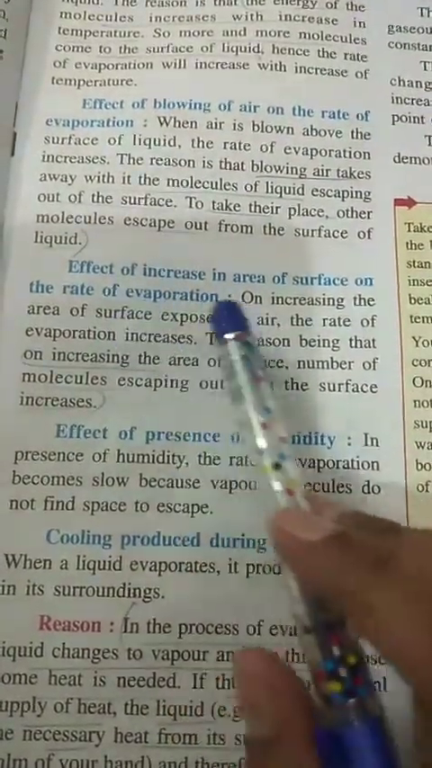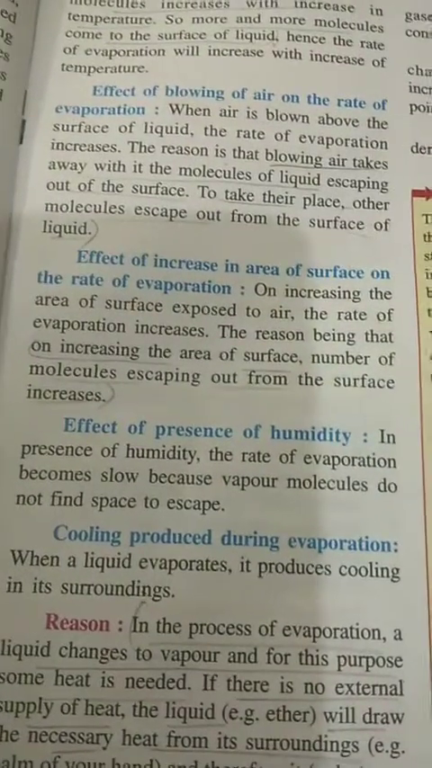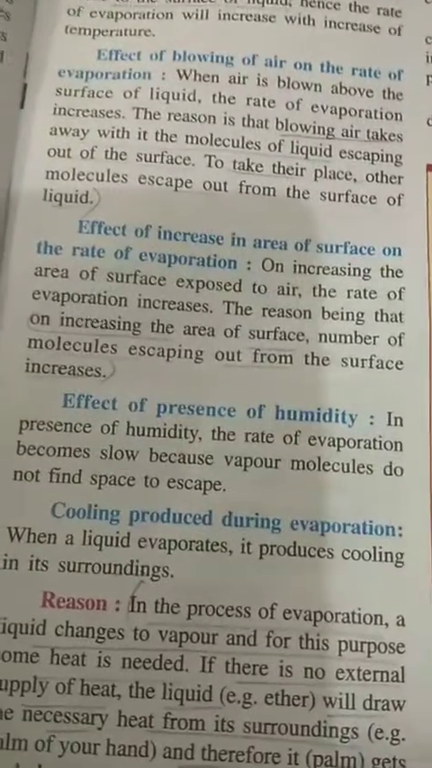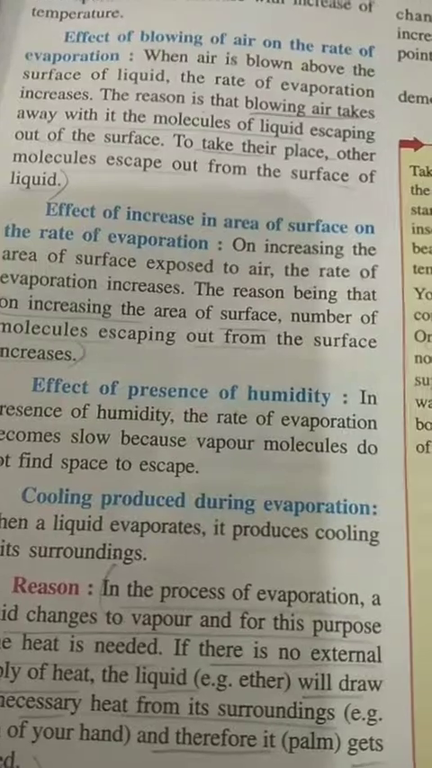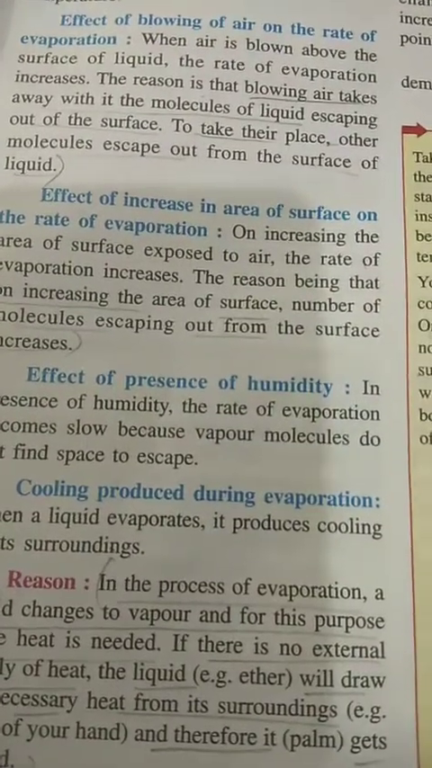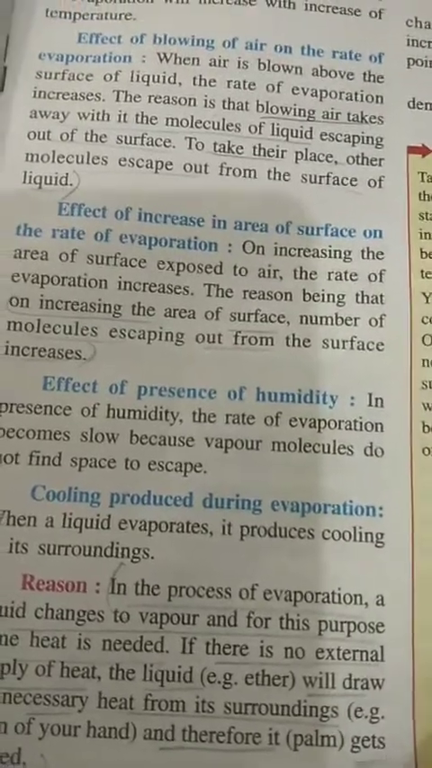The next is the effect of increase in area. For example, if you take a larger area, the rate of evaporation will be more, and if you take a small container, the rate of evaporation will be less. For example, if you take water in a big tub, the rate of evaporation will be more, and if you take that water in a bucket, the rate of evaporation will slow down.